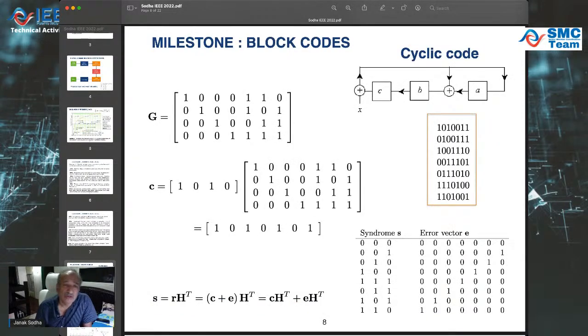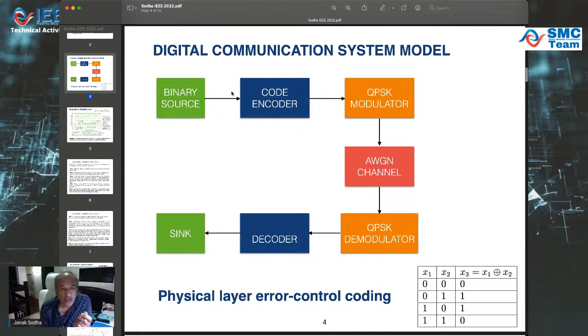So some of the milestone codes. What is a block code? Right. So what exactly is a block code? Well, this is a generator matrix, and this is the message. These are the binary digits that will enter the encoder. So 1, 2, 3, 4 will enter, and what comes out is 1, 2, 3, 4, 5, 6, 7. So 4 enter, 7 come out.